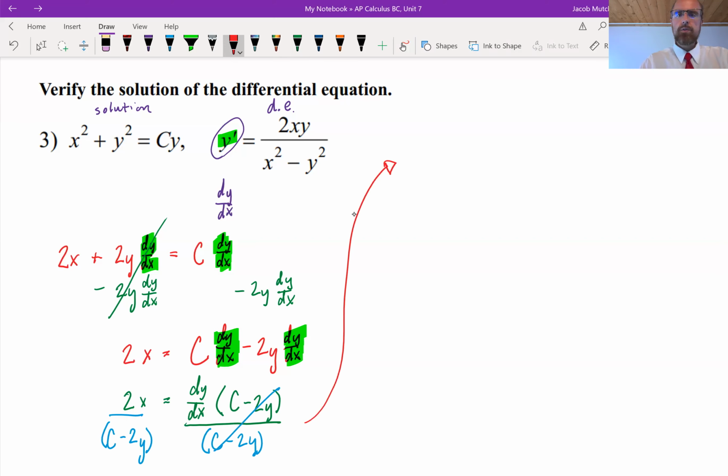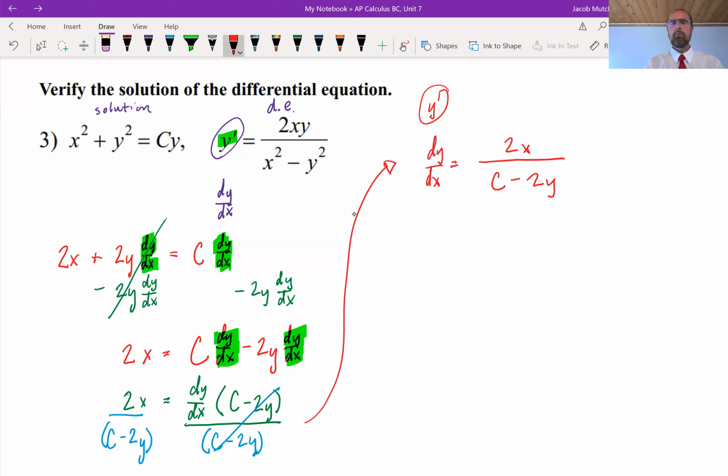So currently this is what we got. And I'm going to flip that equation around. So dy dx, which again is another name for y prime, that's kind of my rationale here, is going to equal 2x divided by c minus 2y.